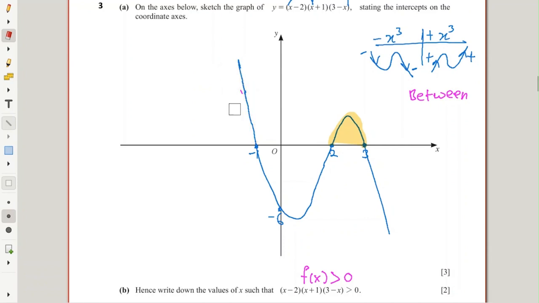Make sure you clean this thing when you are done. It's just guiding you. My bad. All right.